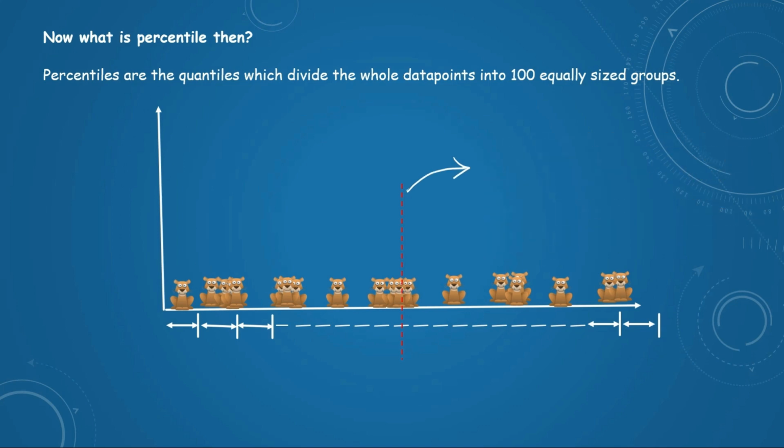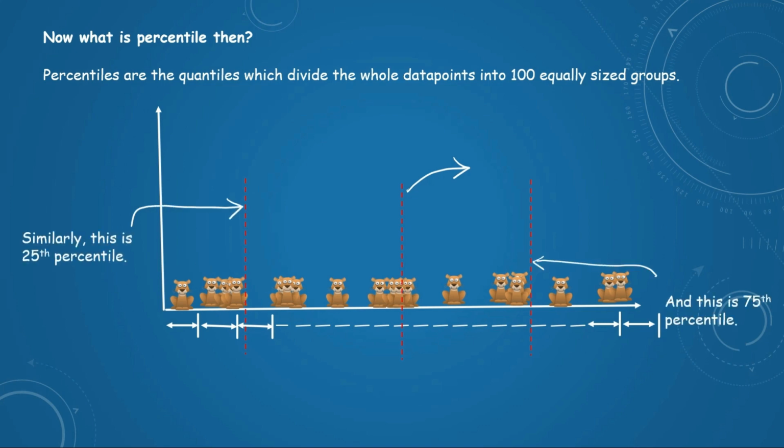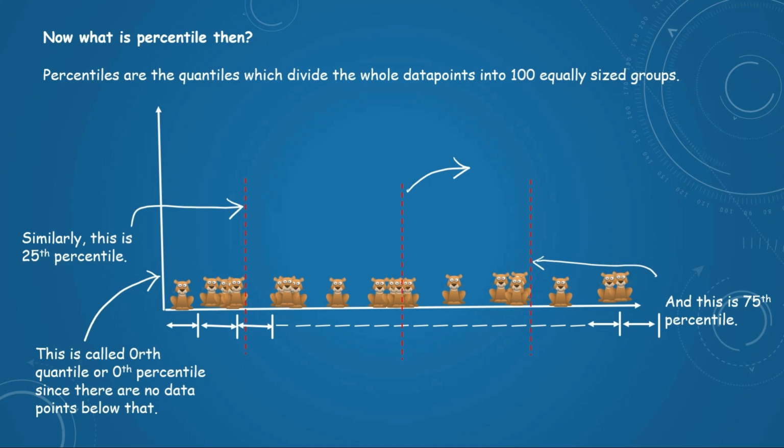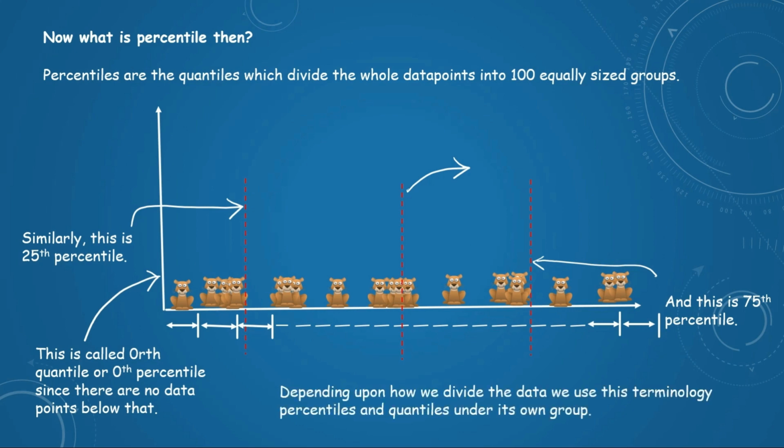Similarly, this is called 75th percentile and this is called 25th percentile and this is called 0th percentile since there are no data points below that. Depending upon how we divide the data, we use this terminology, percentiles and quantiles, under its own group.